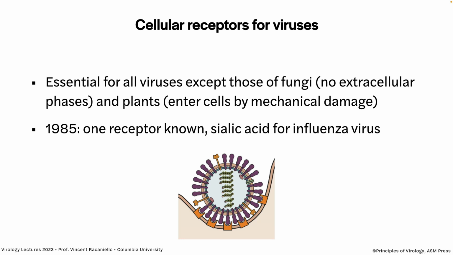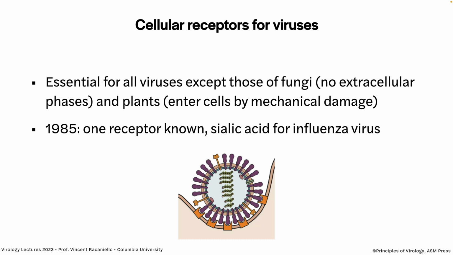Now, cellular receptors for viruses are essential, except, interestingly, for viruses of fungi. Fungi have viruses. Everything has a virus, right? But fungi have viruses, and those do not have to get into cells with a receptor. They don't have an extracellular phase, actually. They just reproduce inside the fungus, and then they go to the next fungus as the fungus divides. Same with yeast, a fungus. They have viruses in them. Some of them actually have capsids, and they still divide and assemble and move from cell to cell.